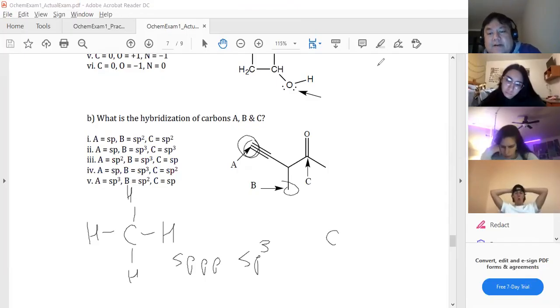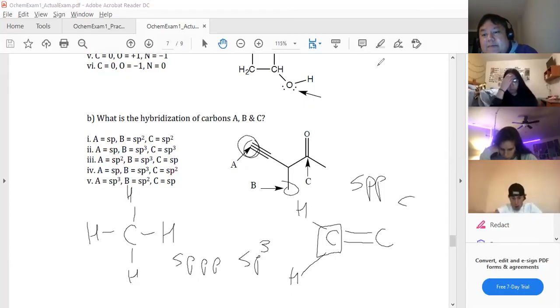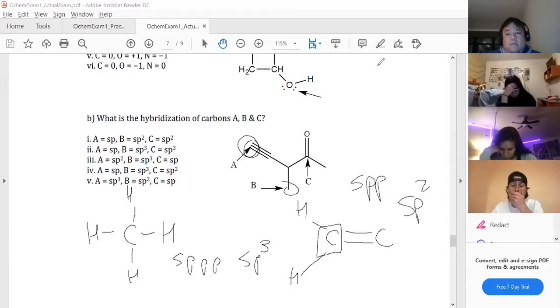If I had a carbon here like this, how many unique things is that carbon attached to? 3. So I need an s, a p, and a p. It's attached to 3 things. This will be sp2. Does that make sense?